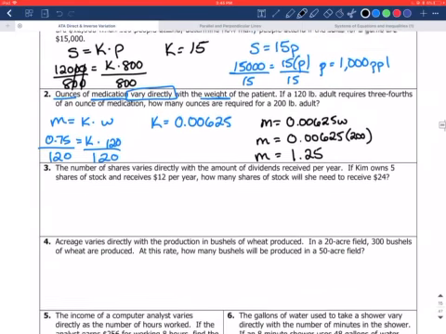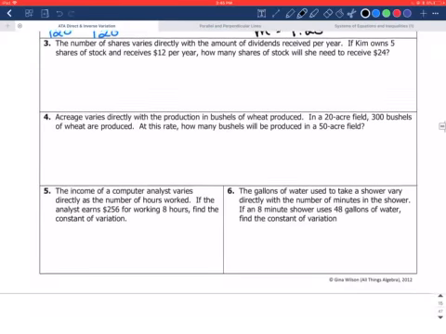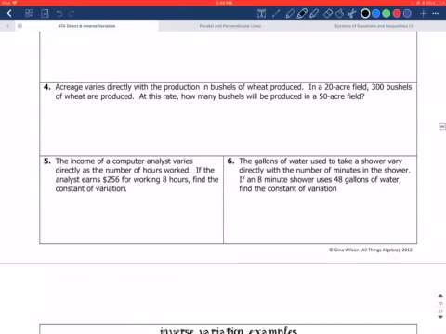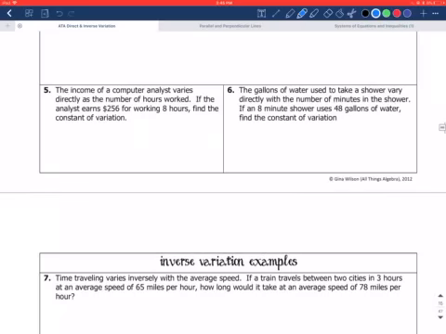So this is really, really important stuff that is applicable to what we're talking about with variation. All right, I'll let you do 3 and 4. It's pretty much the same thing, but going down to 5, this one's where it gets a little different. They're just asking for the constant of variation here, so we're just solving for k. So the income of a computer analyst varies directly as the number of hours worked. So the income varies directly as the hours.